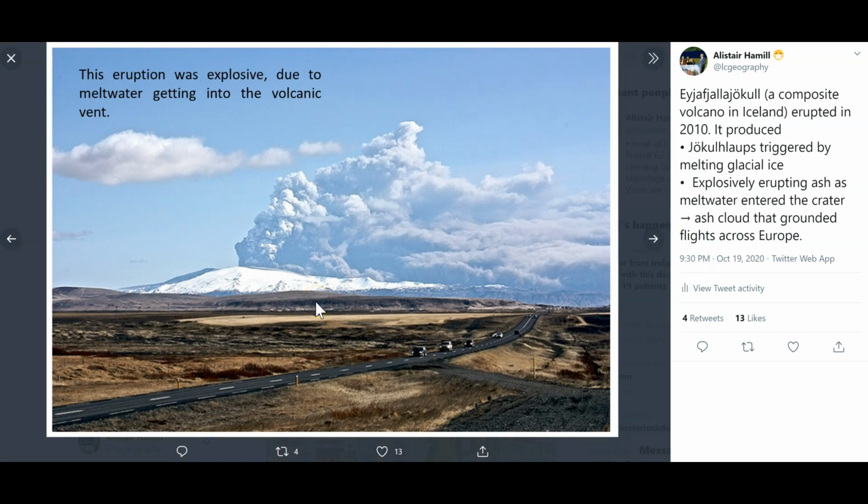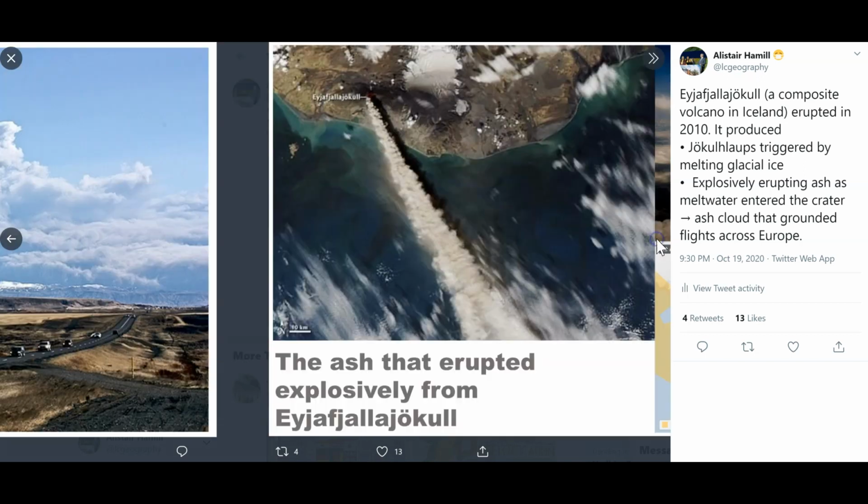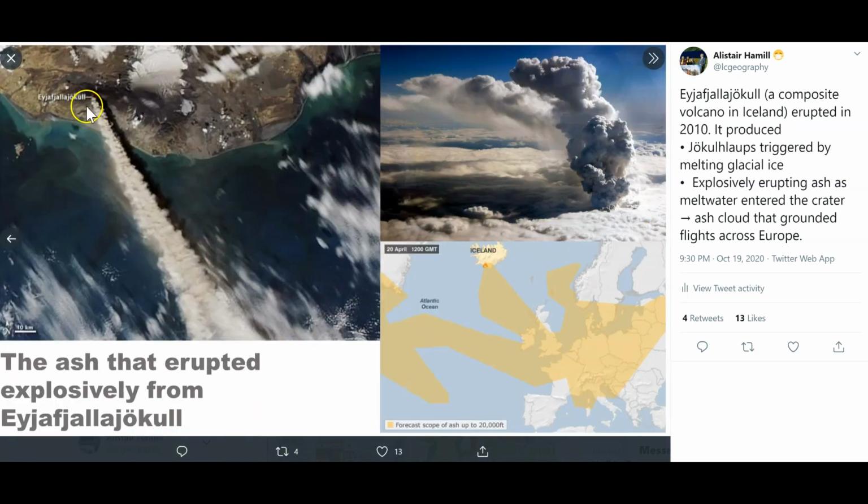The other thing that it produced was this massive ash cloud that went up into the sky. Now, this is going to be a more explosive volcano anyway because it's composite, but it was basically the meltwater went down into the crater and caused the gas to just explode very, very explosively, and it went up into the sky with this ash cloud. Now, the ash cloud travelled all the way across Europe. You can see here the ash cloud being carried to the southeast by the direction of the winds.